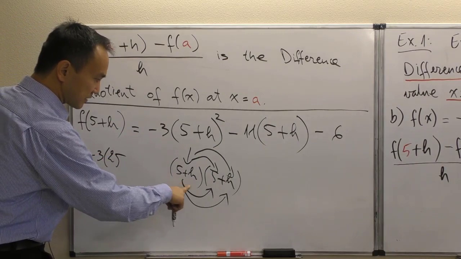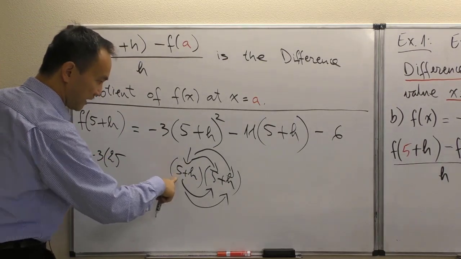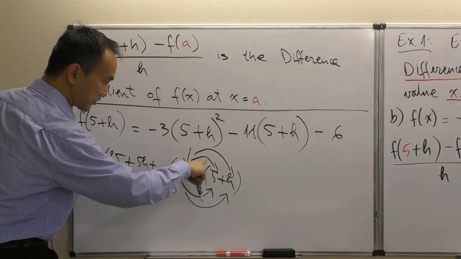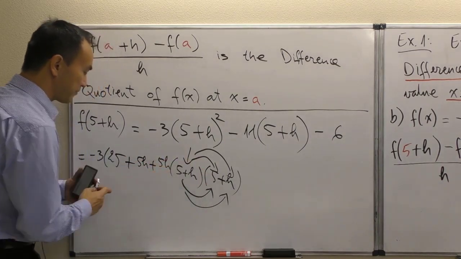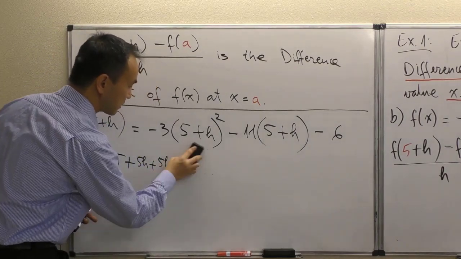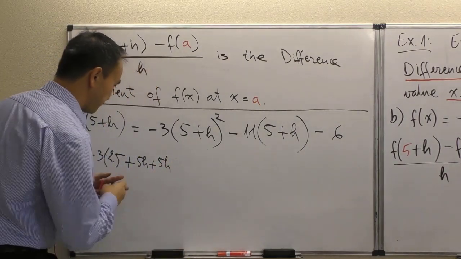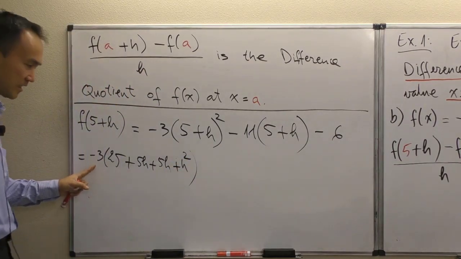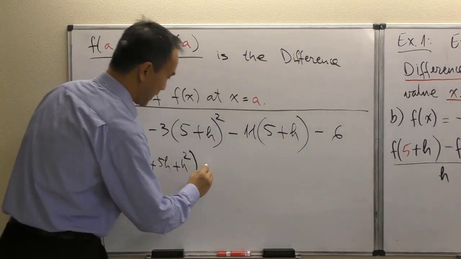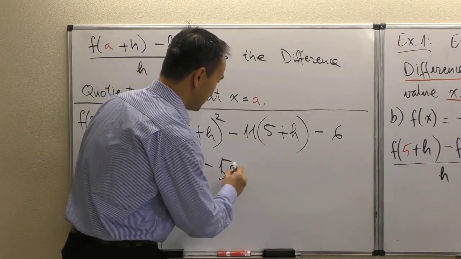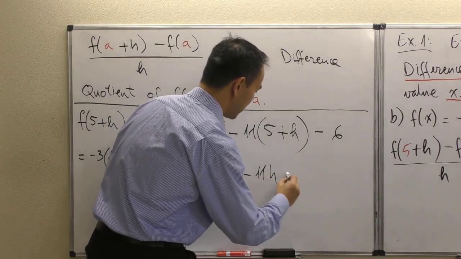And so now it's going to be a minus 3 times, so 5 times 5 is a 25. 5 times h is a plus 5h. Okay, plus another, so h times 5 is another 5h here. And then h times h is an h squared, so now I can erase this because that's just some intermediate step right there. Plus h squared. Okay, but then there's still that minus 3 in front. Okay, and then minus, so the 11 times 5 is a minus 55 minus 11h, and minus 6.